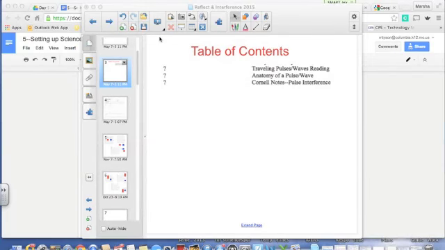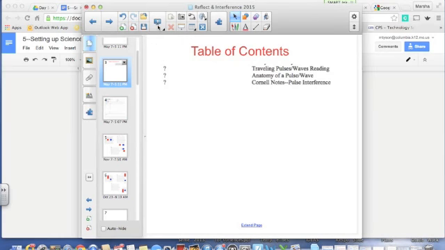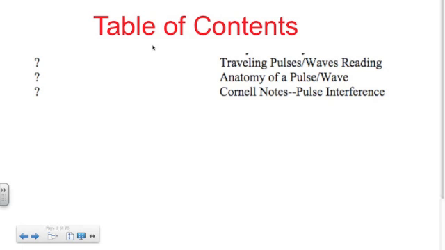Up your lab notebook. You've just watched several different videos about the different kinds of interference, constructive and destructive interference. What I'd like for you to do is to add onto your table of contents Cornell Notes, pulse interference. Now remember, the pulse patterns that we are establishing will also work for waves. So this pulse interference could be applied to a more complicated situation with waves, but it's much easier to first look at it with pulses.